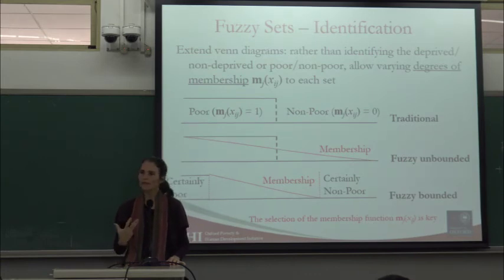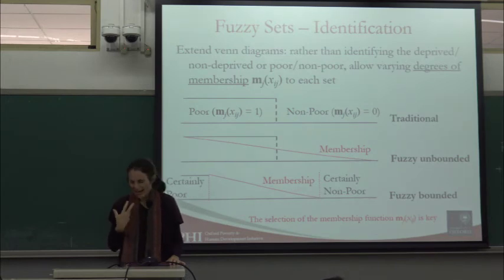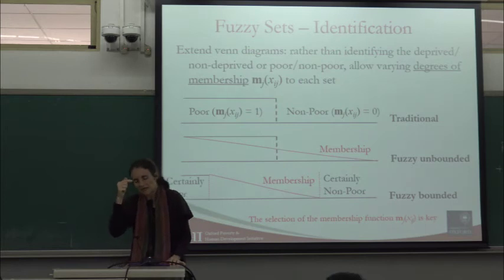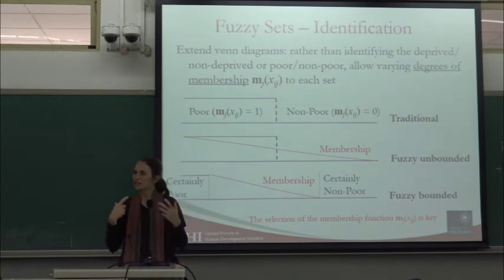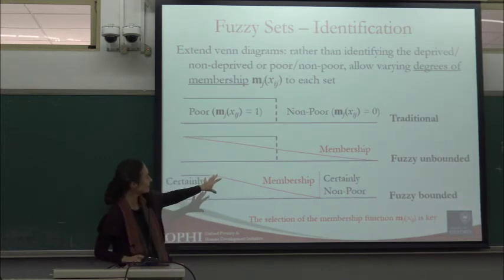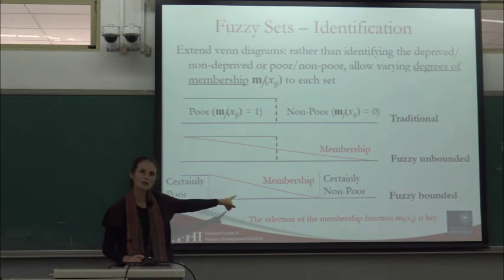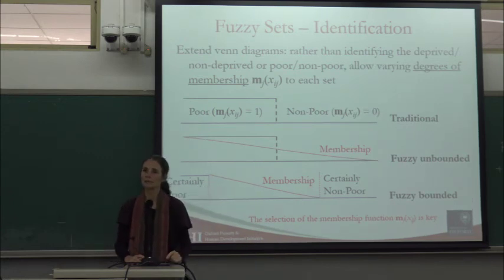So this is very appealing as an approach. I really object to the idea that one penny below or one penny above defines your poverty status. It's so clear that that's not the case when you go out and speak with poor people in communities. But one of the difficulties is selecting this membership function. So then how do you decide what probability people have of being poor?